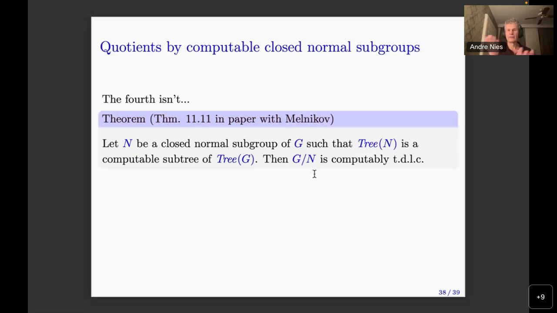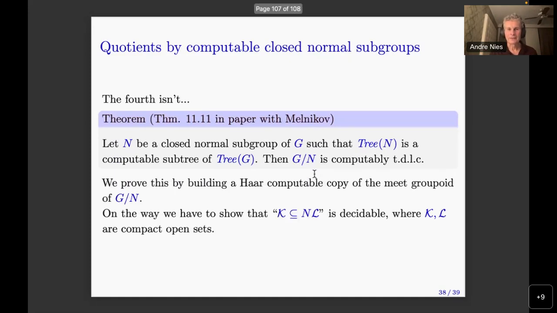The problem is there's no obvious computable set of representatives, so you can't do that. In fact, what we do is we use the meet groupoid. We build a computable copy of the meet groupoid of the quotient group. And along the way, we have to decide whether, for compact open sets, K is contained in L in the quotient, so whether K is contained in NL. So that was the main problem. That's a bit of technical work.